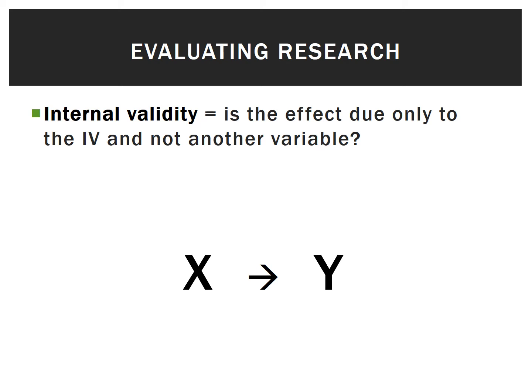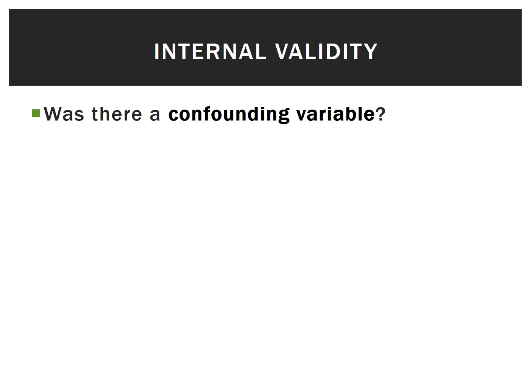So you have to be sure that you really did establish the causation that you think you did, because otherwise, what's the point of doing an experiment, right, if you're not actually doing what you're trying to do? One of the questions you ask is, was there a confounding variable? So remember we talked about this last week. It's a variable that's associated with the IV that produces changes in the DV.